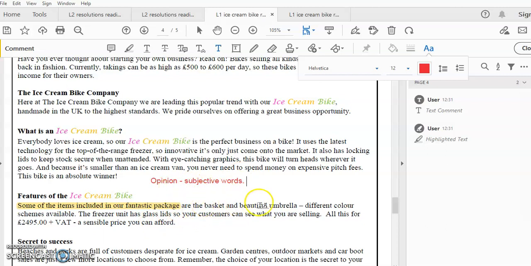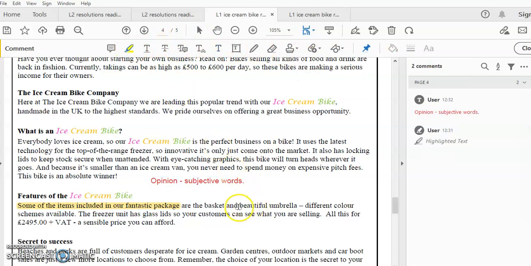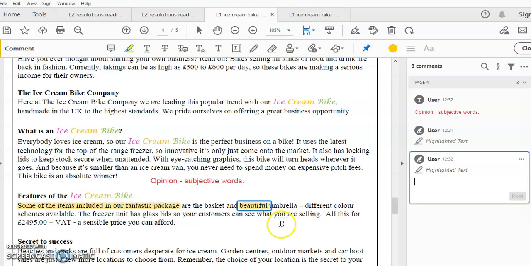And it goes on, the same basket and the beautiful umbrella. Now this is quite interesting in itself. If we have a look here at the adjective, and again, adjectives are always a good one to look for in terms of opinion. Okay? So we've got the adjective here, beautiful umbrella. Now beautiful again is subjective. My idea of beauty would be very different from somebody else's. So we could say beautiful umbrella, again, is an opinion we could draw out here.